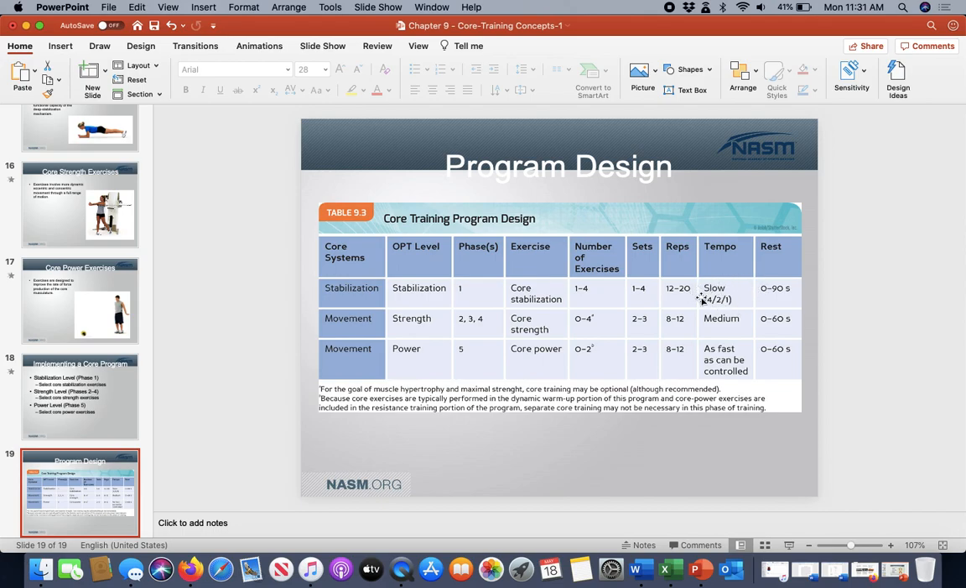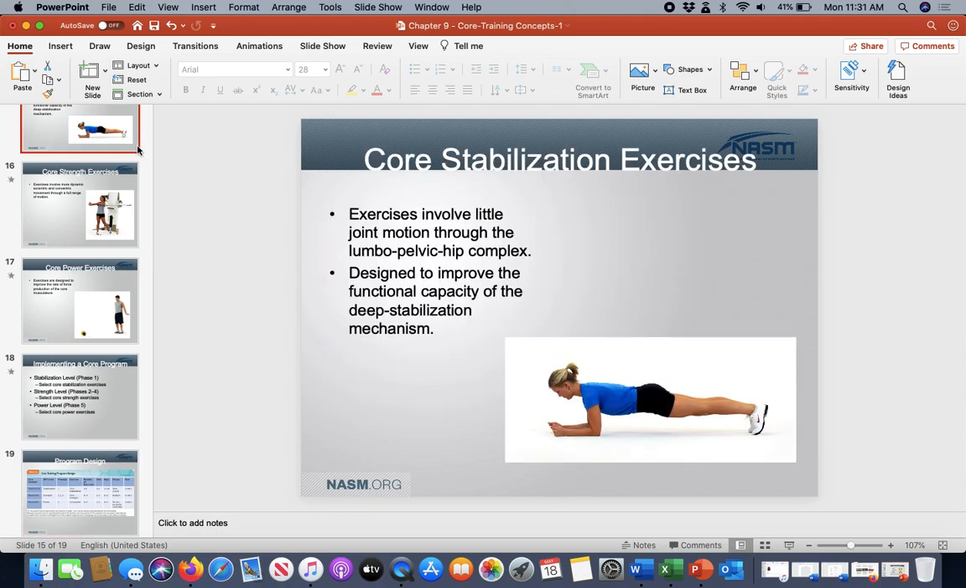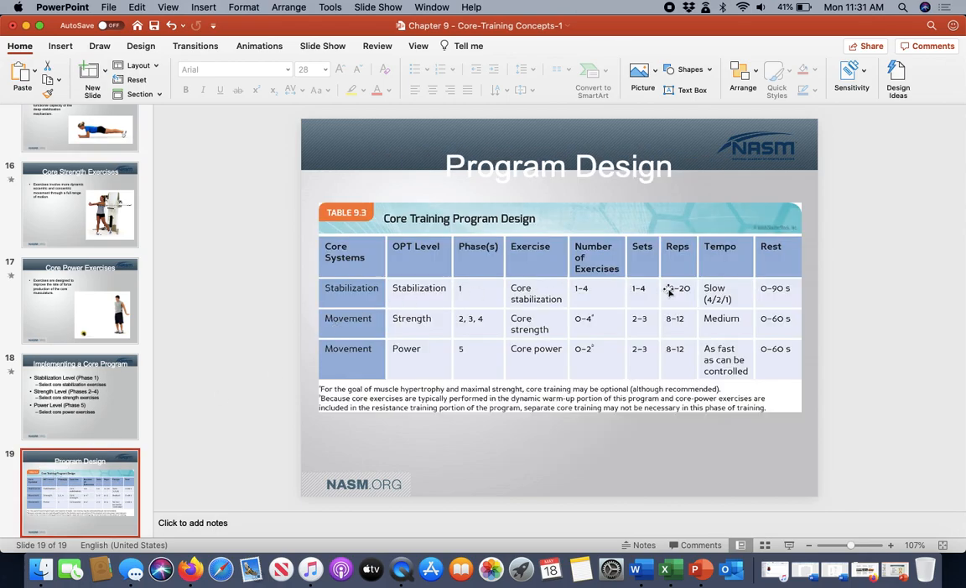Or like you saw before in this image here, because this is a plank, instead of it being reps, it might be time under tension. So it says 12 to 20 reps, but it could be 30 to 60 seconds. All right, and then rest accordingly.